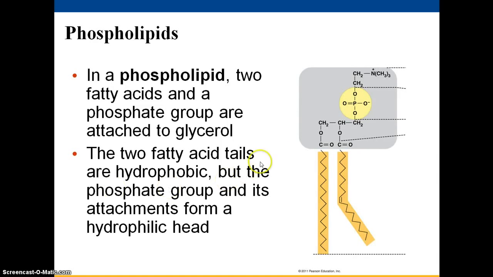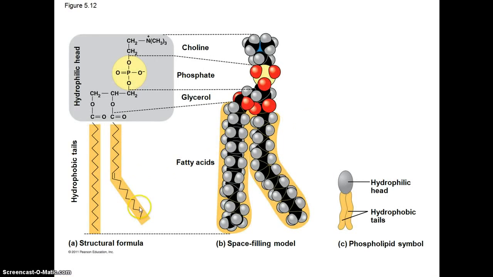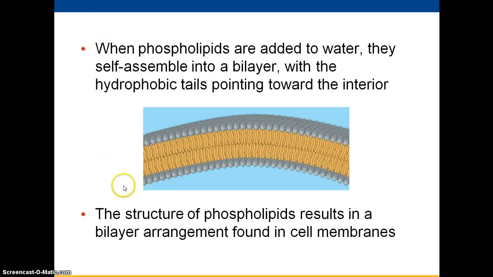In addition to fats, another important lipid is a phospholipid. In a phospholipid, two fatty acid tails are linked via a glycerol to a phosphate group. We can see several different models, all of them showing us these two fatty acid tails along with this phosphate and glycerol head. So within our typical phospholipid, we see a hydrophilic head region along with a hydrophobic tail region.